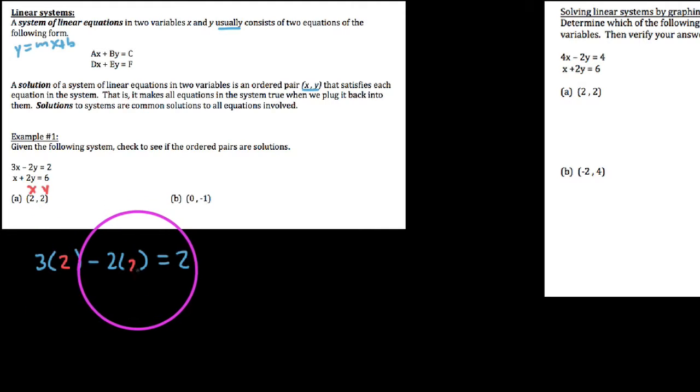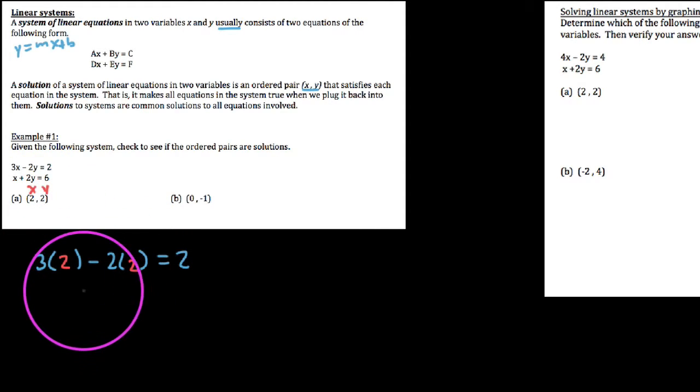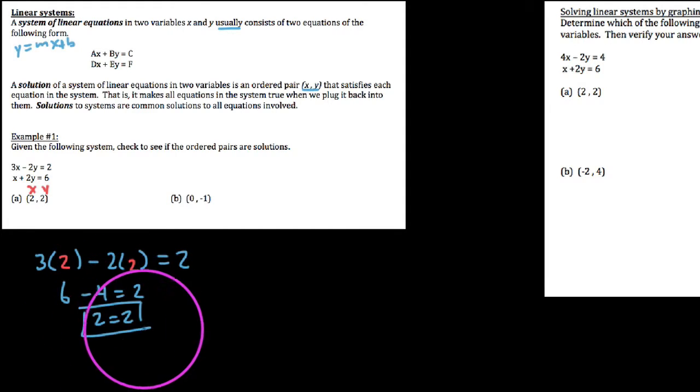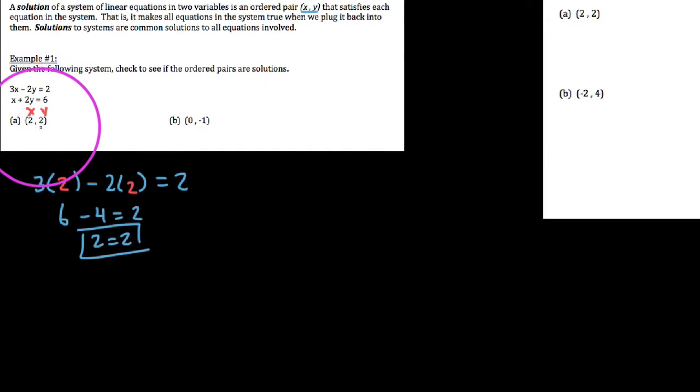So a 2 for x and a 2 for y, and we're being asked, is this ordered pair a solution to the system? Well, when we evaluate this, we get 6 minus 4 is equal to 2, which comes out to be 2 is 2, so it certainly satisfies the first equation. Now, that is not good enough to say that it's a solution to the entire system. We also need to check it in the second equation here.